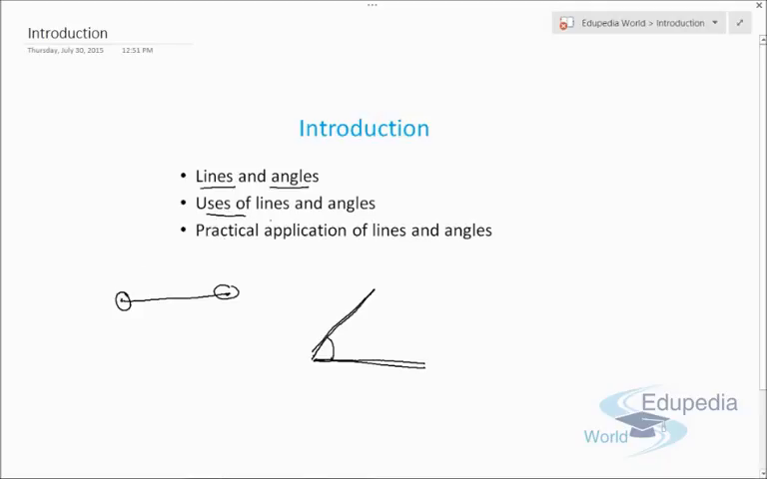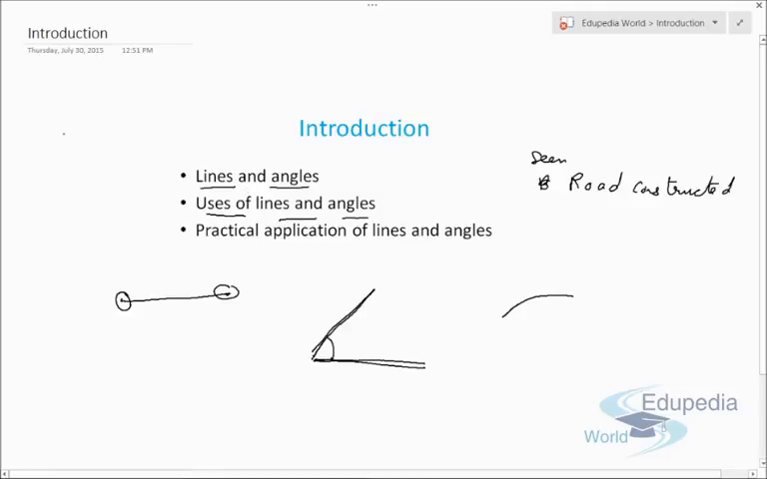Now, what are the uses of lines and angles? Now suppose you have seen that roads are being constructed on a highway or somewhere else in the city. So actually, the civil engineer, whosoever the person is designing the roads, they actually use the concept of lines and angles. Suppose they want to turn a road around a 60-degree angle. So they will use the concept of lines and angles. So lines and angles are used in everyday life.